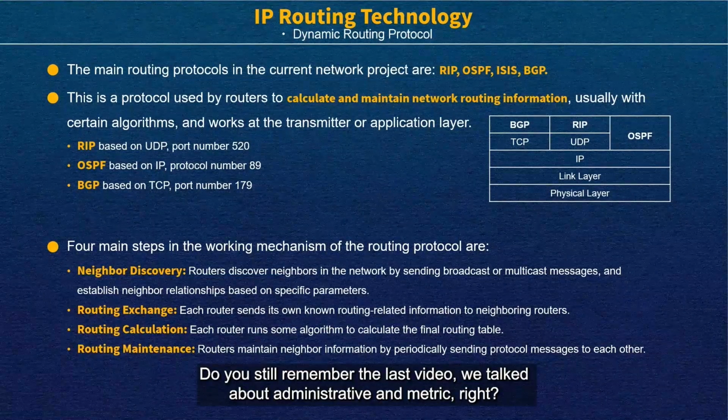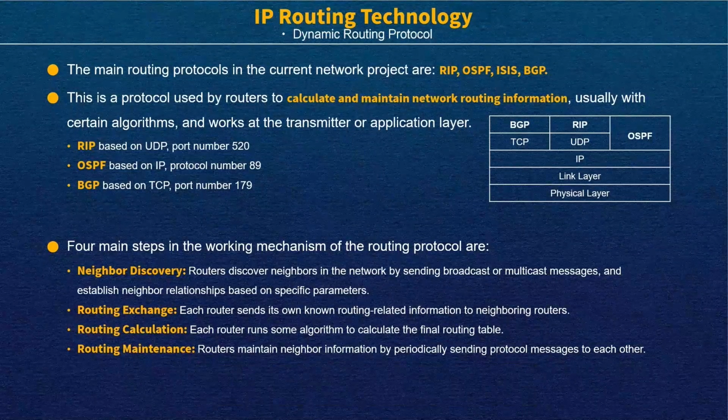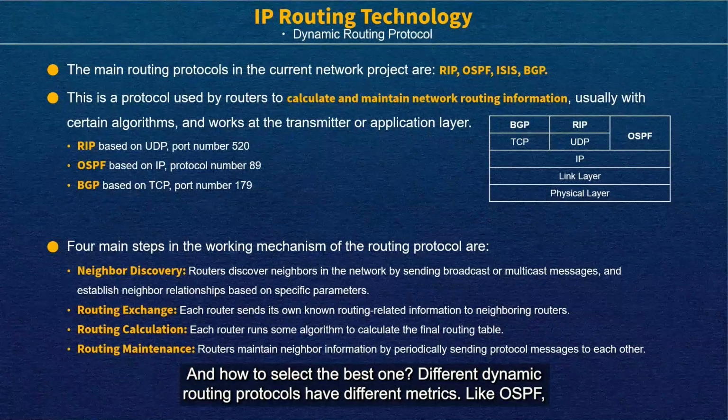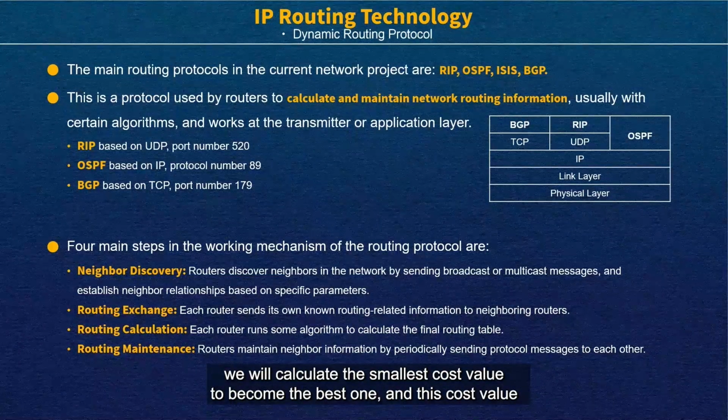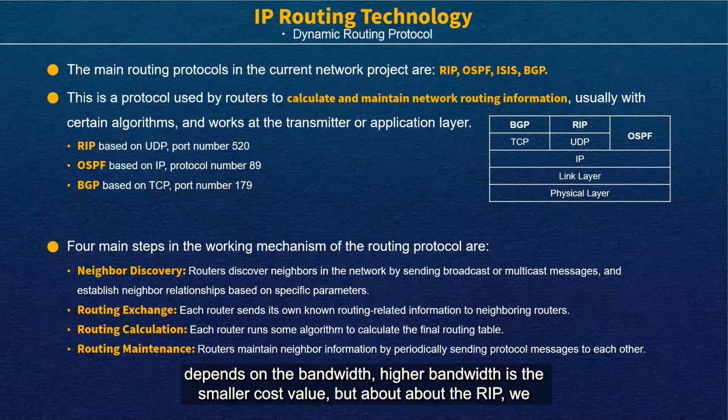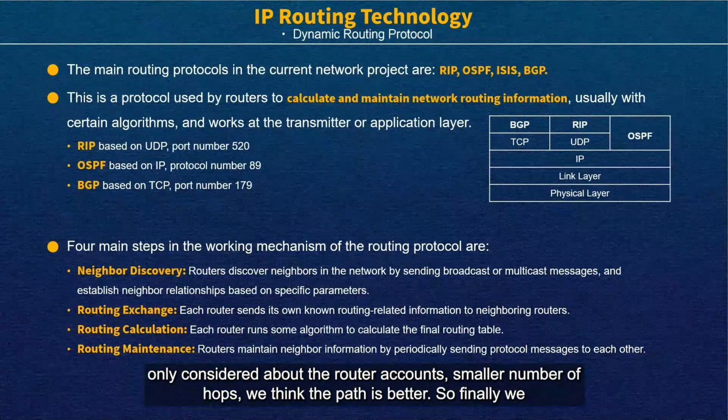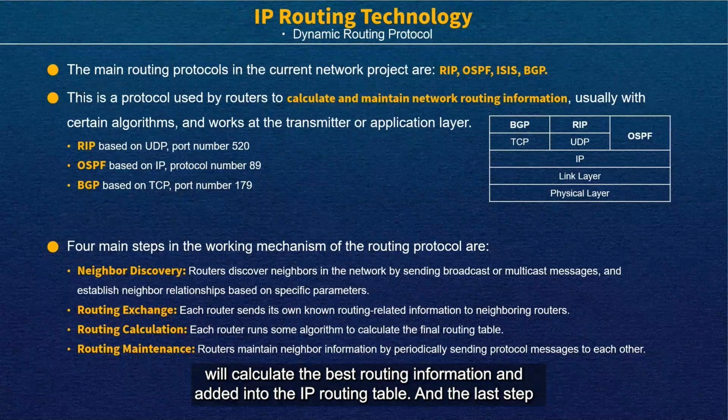Do you still remember the last video? We talked about administrative distance and metric, right? And how to select the best one. Different dynamic routing protocols have different metrics. Like OSPF, we will calculate the smallest cost value to become the best one. And this cost value depends on the bandwidth. High bandwidth, the smaller cost value. But about RIP, we only consider the router count. Fewer hops, we think the path is better. So finally, we will calculate the best routing information and add it into the IP routing table.